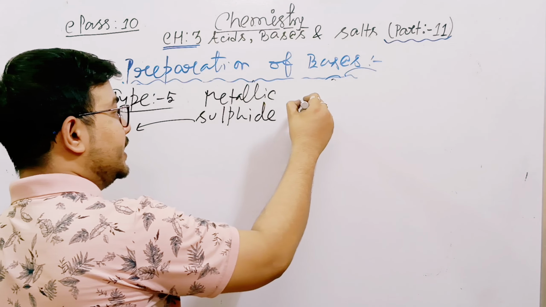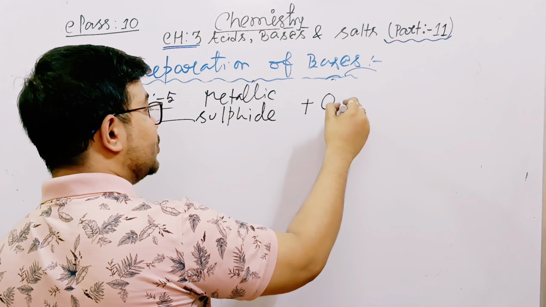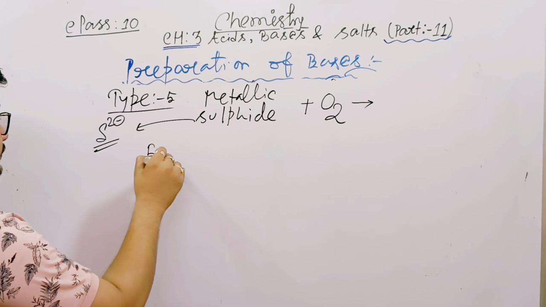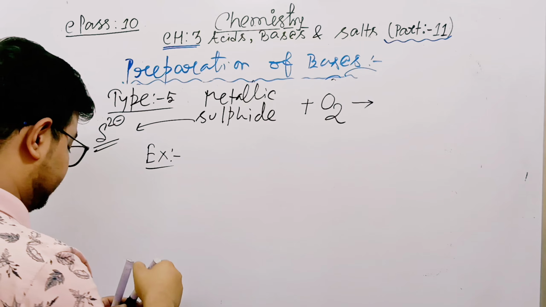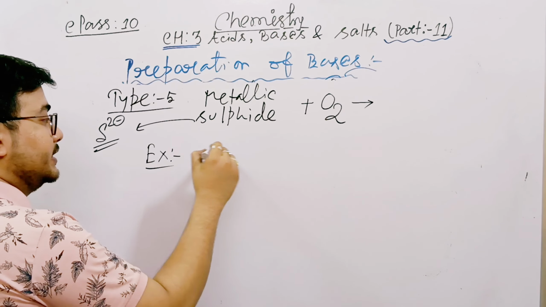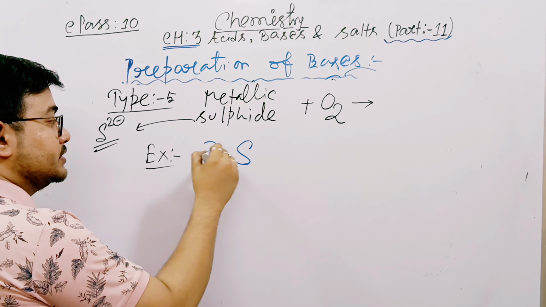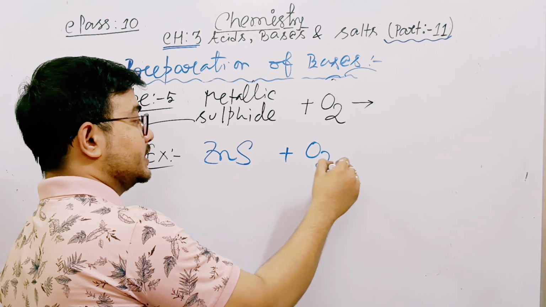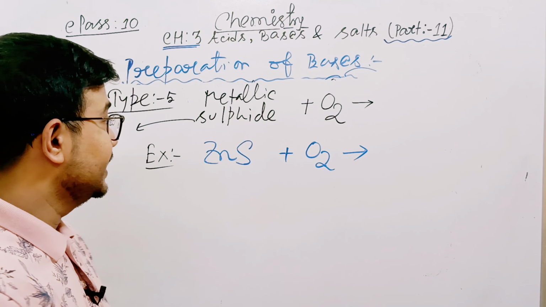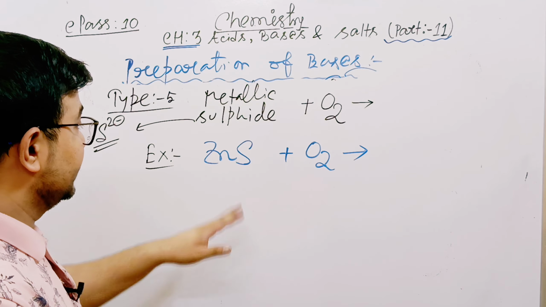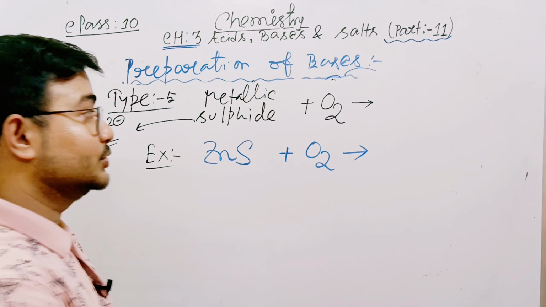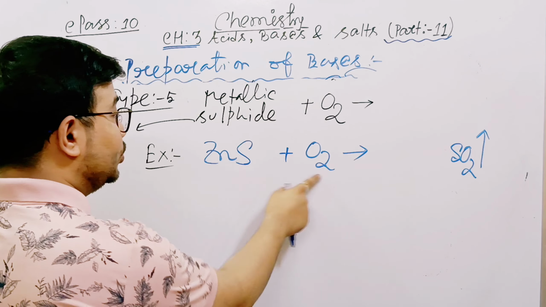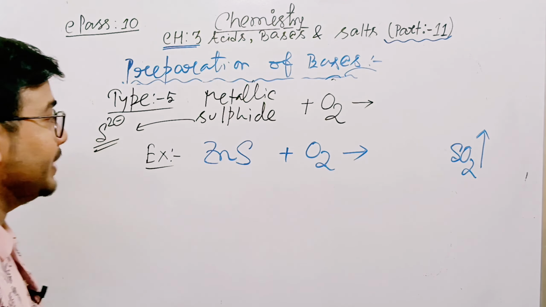Now, when any metallic sulfide reacts with oxygen, okay, forget about the answer. First take an example. Okay, metallic sulfide. Sulfide means S, so zinc sulfide reacts with oxygen. Look at the board. The answer is very easy. SO2, sulfur dioxide gas will form.